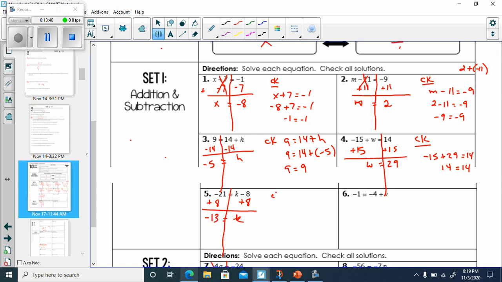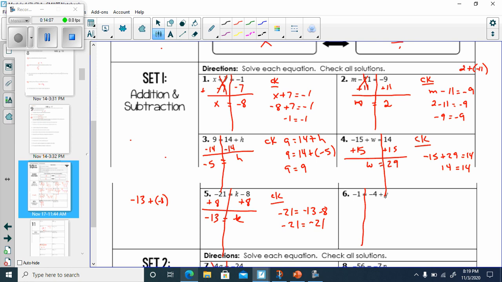To check, let's see if this works. Is negative 21 equal to negative 13 minus 8? When you subtract a number, it's the same as adding an opposite. Negative 13 plus negative 8 would give you negative 21. These are equal, so it checks out. The solution is k is equal to negative 13.